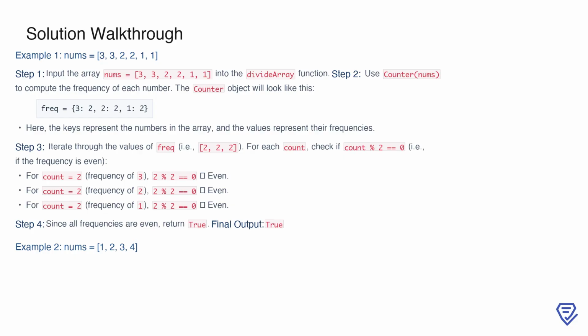Next, we iterate through the frequency values, which are 2, 2, 2, and check if each value is even by verifying whether count % 2 equals 0. For count equals 2, the frequency of 3, the modulus operation confirms that it is even. The same holds true for the frequencies of 2 and 1, all of which are also even. Since all frequencies satisfy the even condition, the function returns true, meaning it is possible to divide the array into equal pairs. The final output is true.